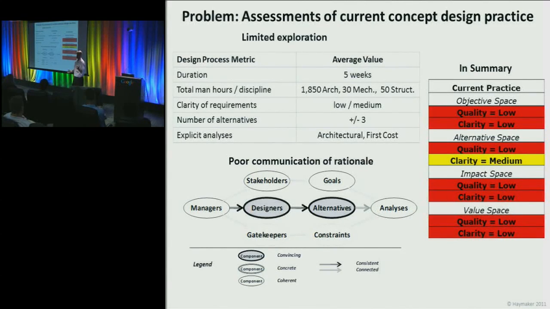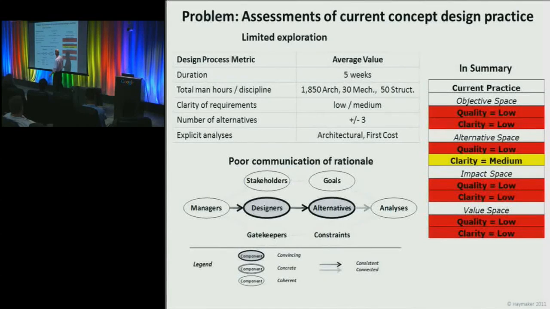We're doing, in the order of magnitude of 3 before we really fix on a design and try to fix that particular geometry. And the types of analyses we're doing are really focused on architectural and first cost, not a lot of real energy and other issues. And we communicate our rationale as we go through these spaces very poorly as well.